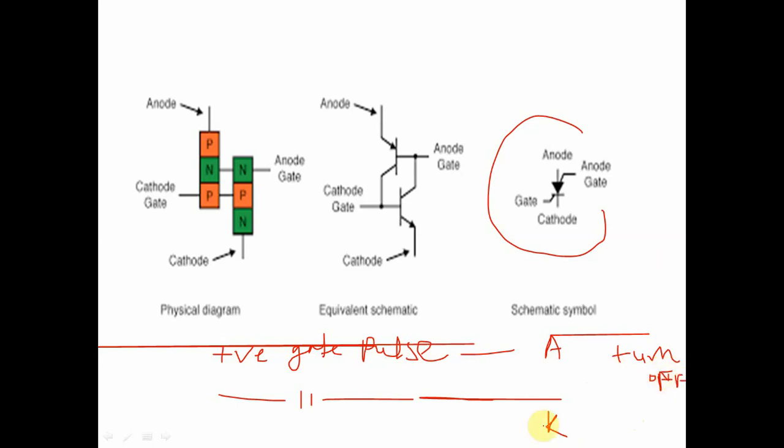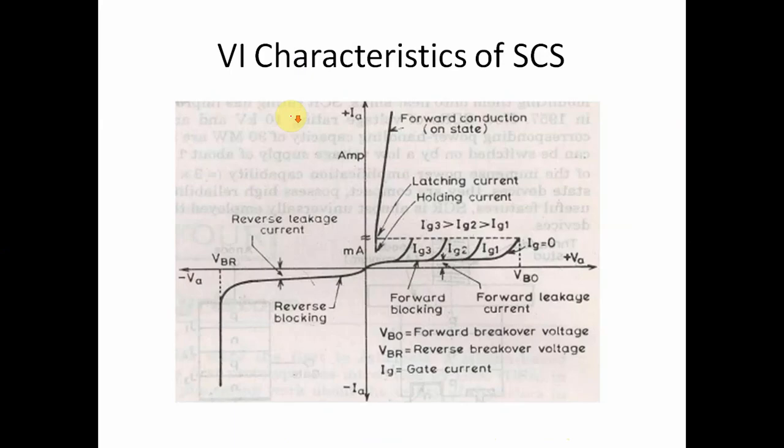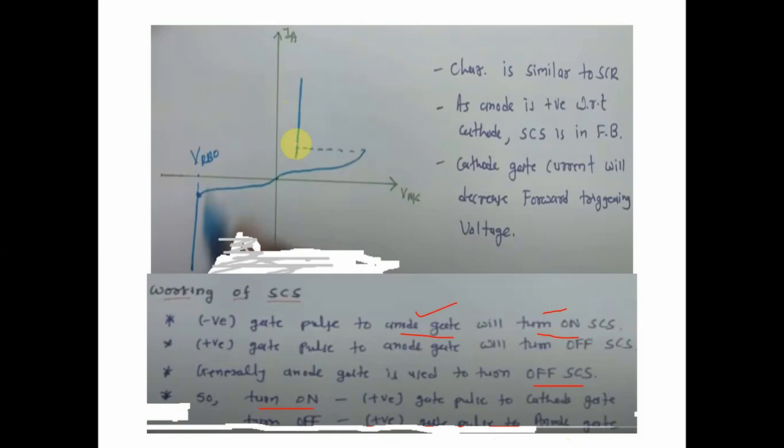SCS will be turned off, and a positive gate pulse applied to the cathode gate will turn it on. This is important: to turn on SCS, a positive gate pulse is applied to the cathode gate, and to turn off SCS, a positive gate pulse is applied to the anode gate. Now we will study the VI characteristics of SCS.